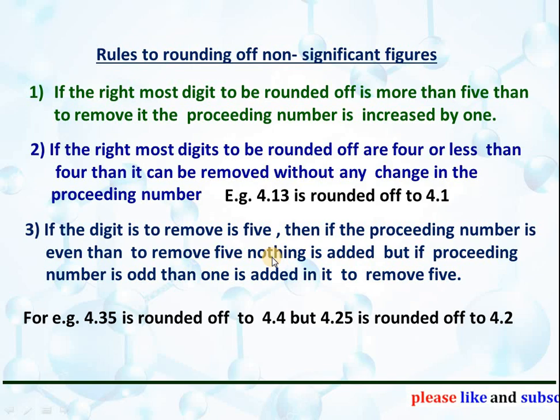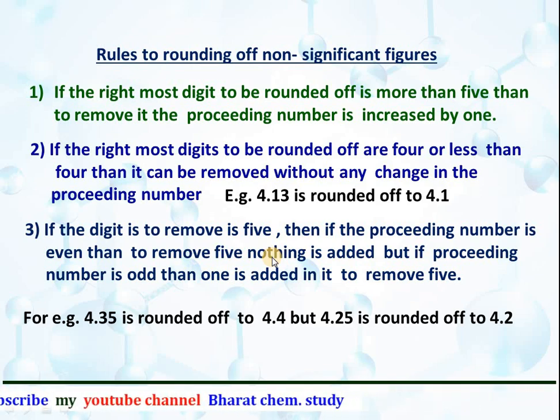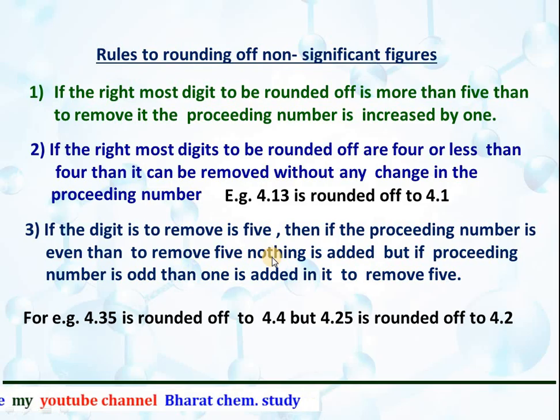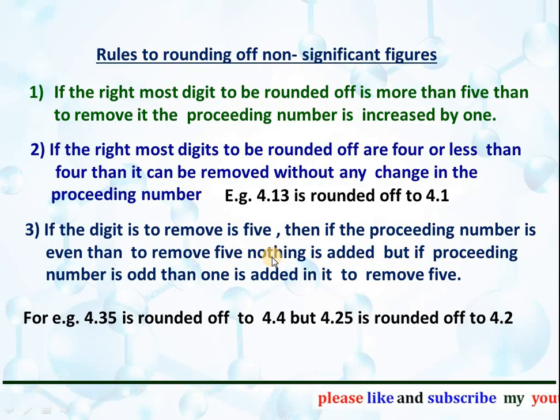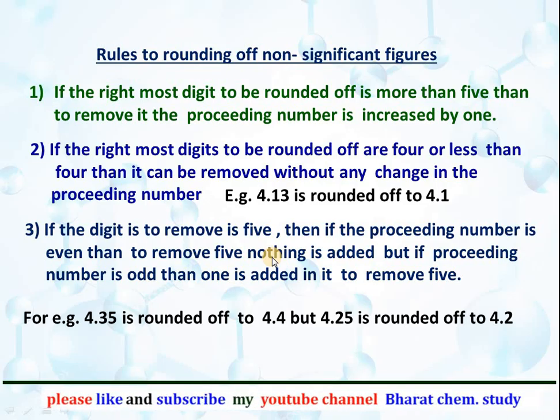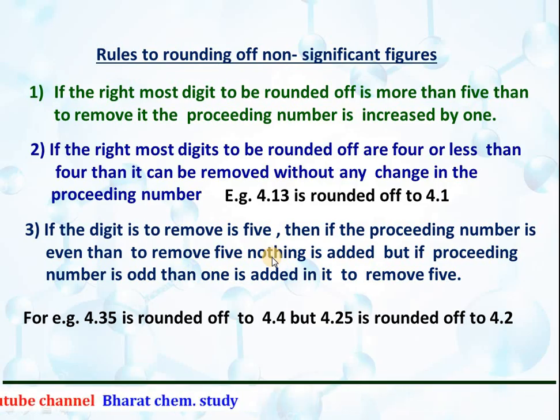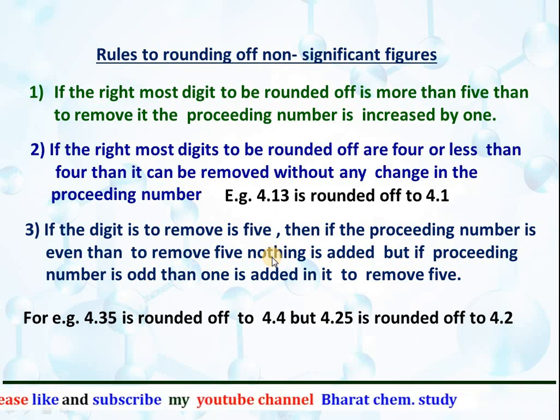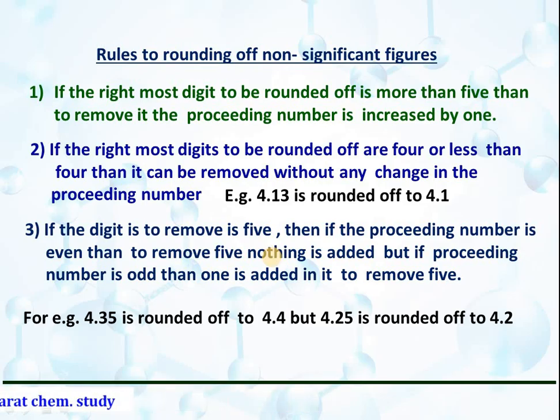Here we are going to remove 5. Because the last number is 5, to remove 5, the number present before 5 is 3, which is odd. So we have to add 1 to that. The rounded answer will become 4.4. But in 4.25, here again we are going to remove 5 to round off, but the number present before it is 2, which is even. So in this case, we are not going to add anything. So 4.25 will be rounded off and written as 4.2.